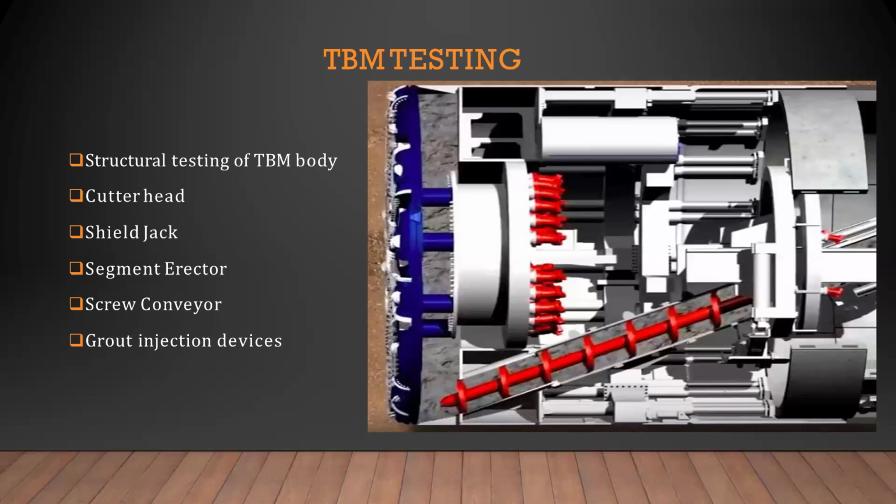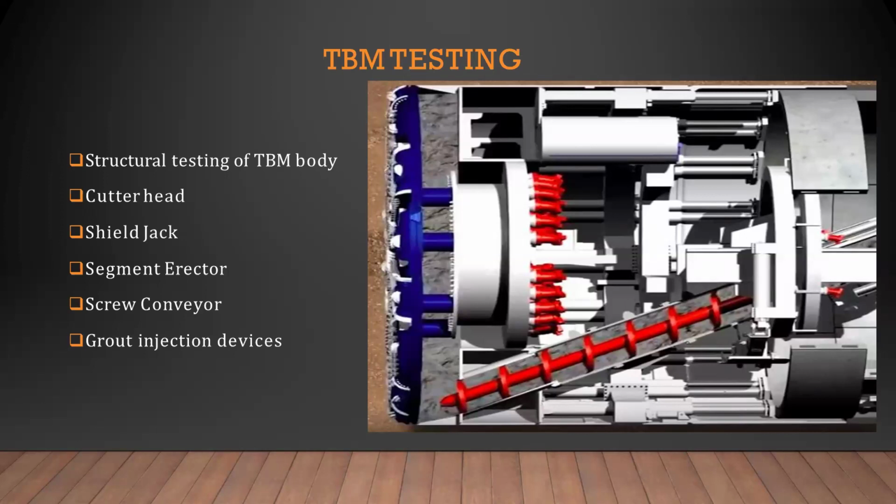In TBM testing, initially the structural testing of the TBM body, then the cutter head needs to be tested. The cutter head needs to be tested in clockwise as well as anti-clockwise directions. Then the TBM shield jacks will be extracted and retracted, and the working pressure will be monitored.